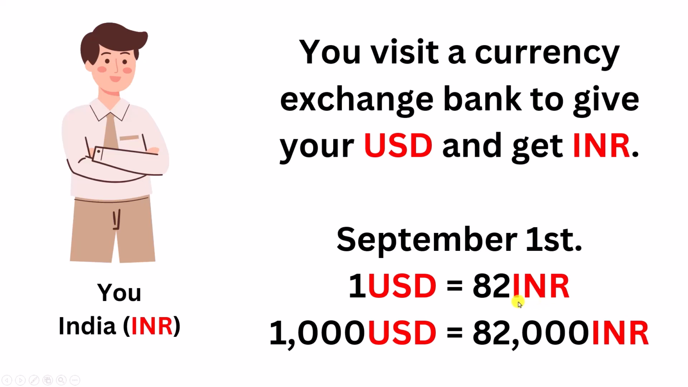Meaning, if you give 1 American dollar, the bank will give you 82 rupees. This is the exchange rate as of September 1st. How much money do you have? You have $1,000. So you give $1,000 and according to the exchange rate, the person at the bank gives you 82,000 rupees.